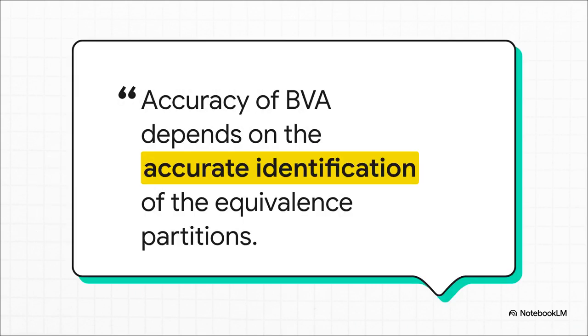But, and this is a really important but, there's a vital connection to remember here. The power of boundary value analysis is completely dependent on getting those equivalence partitions right in the first place. If you define your groups wrong, you're going to end up testing the wrong boundaries. It's that simple. They have to work together as a team.